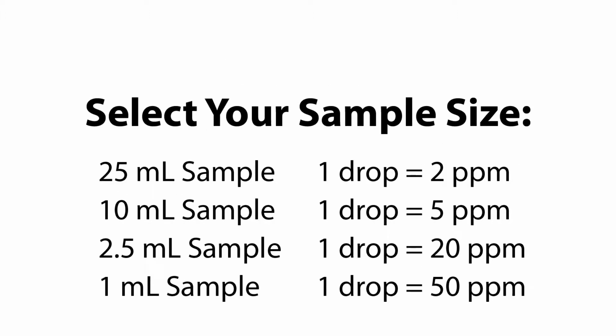The first step according to the endpoint ID procedure is to select the appropriate sample size. You want to select a sample size that matches the equivalency you would like to use. In this example, we're going to use a 25 milliliter sample. Therefore, our equivalency is 1 drop equals 2 parts per million.